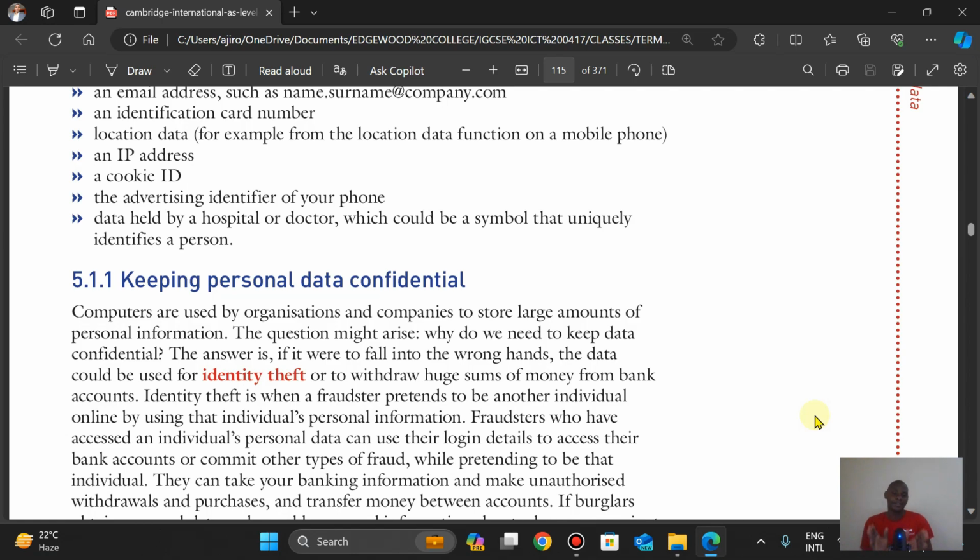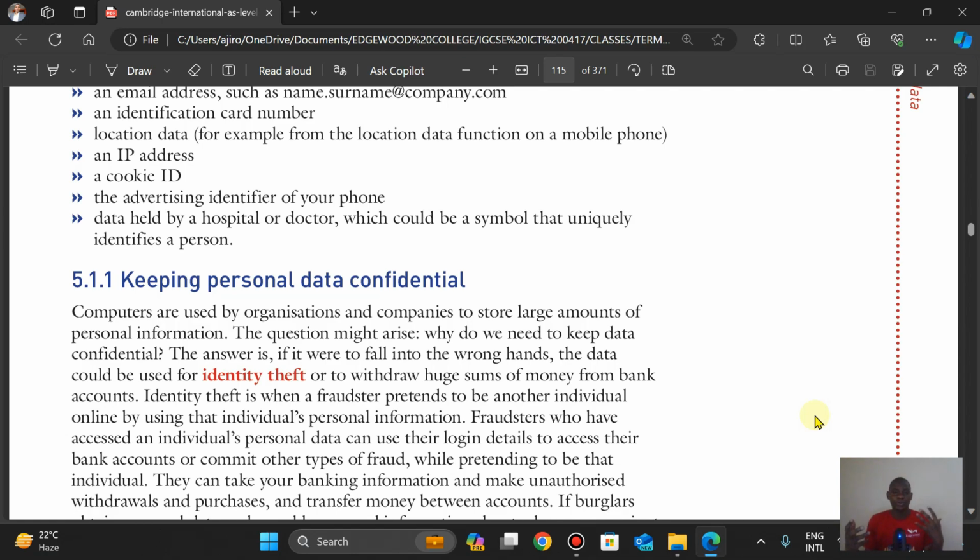Now, the question might arise, why do we need to keep data confidential? Why do we need to keep it? Now, the answer is very, very simple. It's right there on your screen. So that it doesn't fall into the wrong hands, or into what we call identity theft. People steal your identity for themselves and carry out devious acts. They can go with your identity to commit so many murderous acts, and you get arrested for doing nothing. Please don't get surprised. Please, because you've seen this in movies enough to believe that this is real.